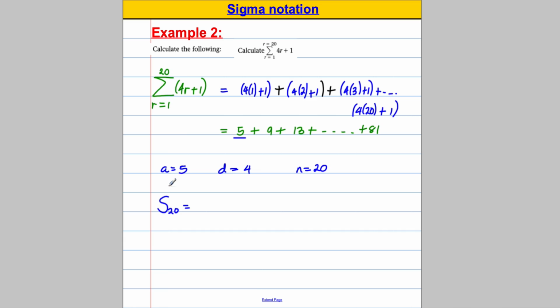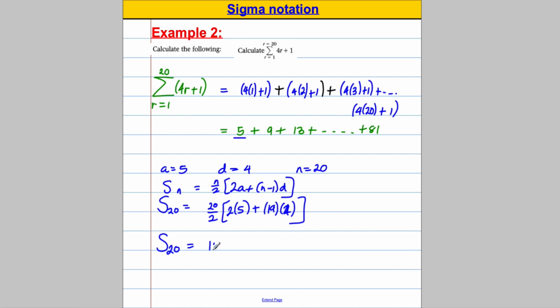And that would be, let's just state Sn first of all, as always, n over 2, 2a plus n minus 1 multiplied by d. So that would be 20 over 2, 2a, which would be 2 multiplied by 5, plus n minus 1 times d, that would be 19 multiplied by d, which is 4. So S20, 20 over 2 is 10, 2 times 5 is 10, plus 19 multiplied by 4 is clearly 76, because 20 multiplied by 4 is 80. So this is 10 multiplied by 86, so S20 would clearly be 860. And that is the sum of this.